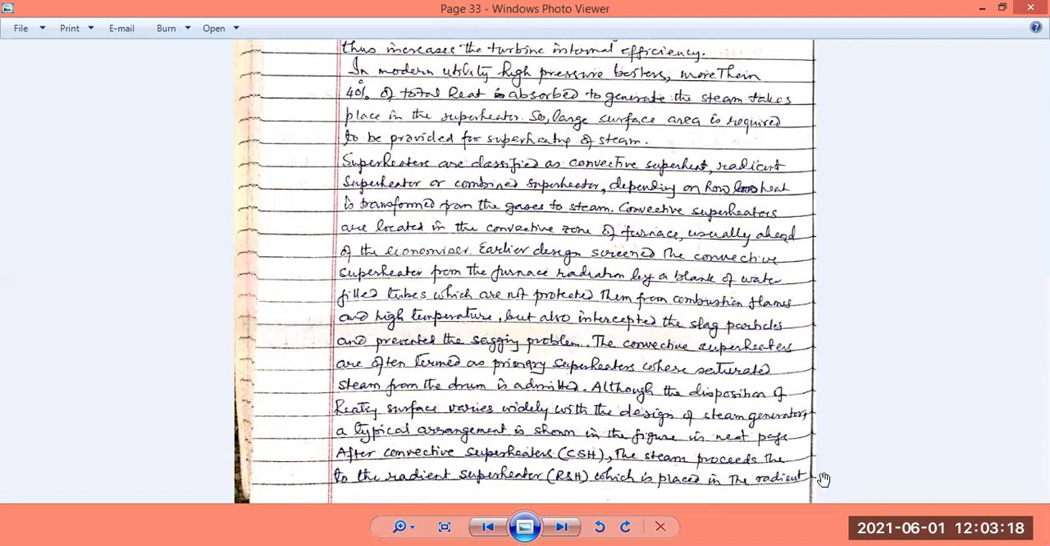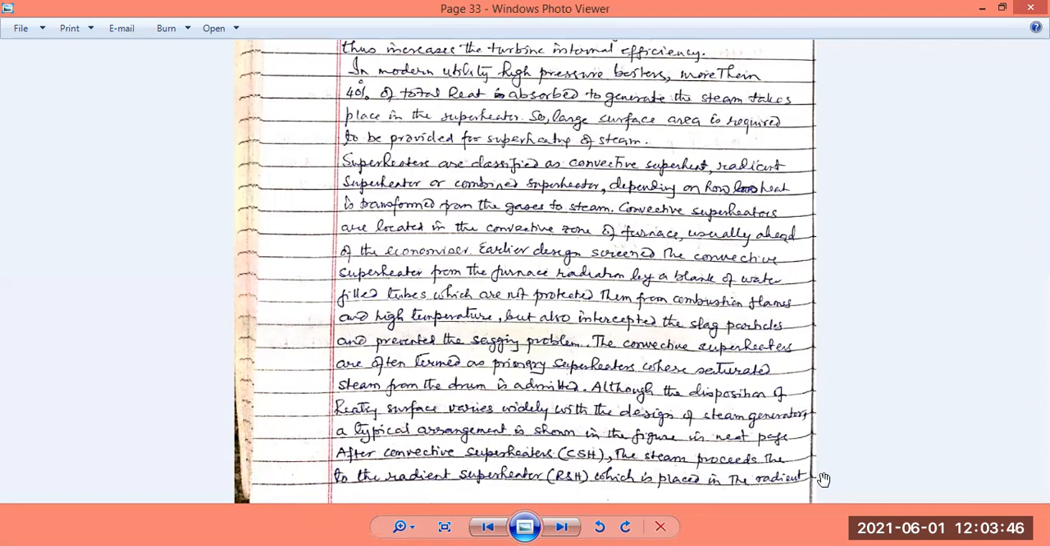So there are three types of superheater: convective, radiant, or combined superheater, depending on how the heat is being transferred from the gases to the steam.